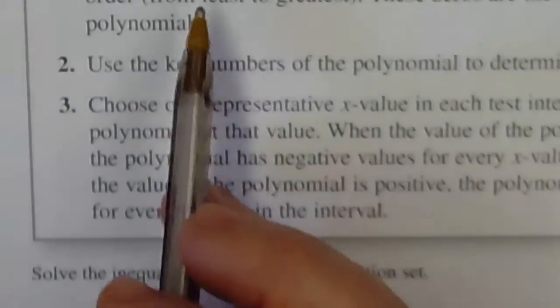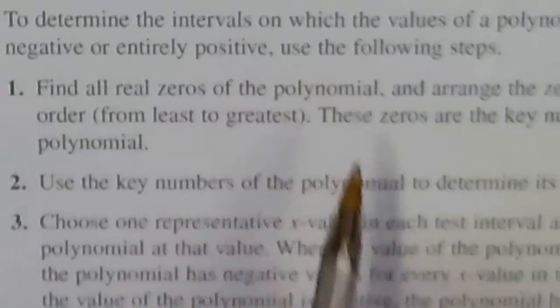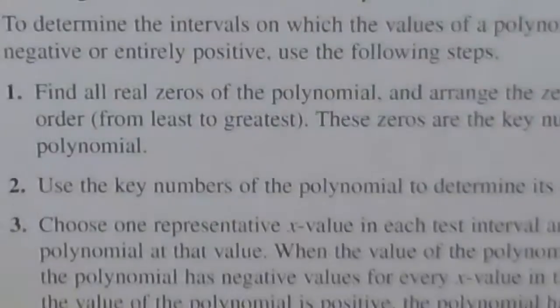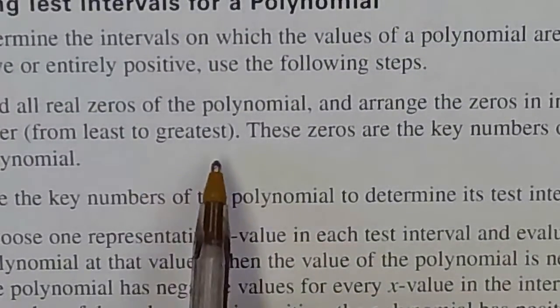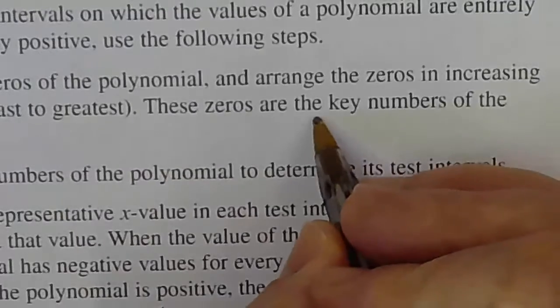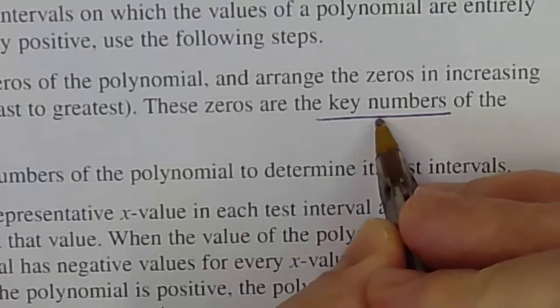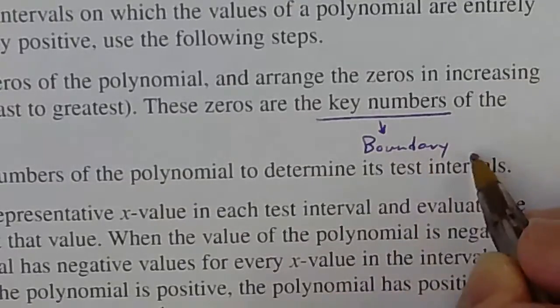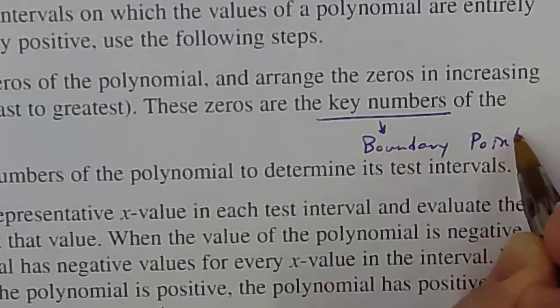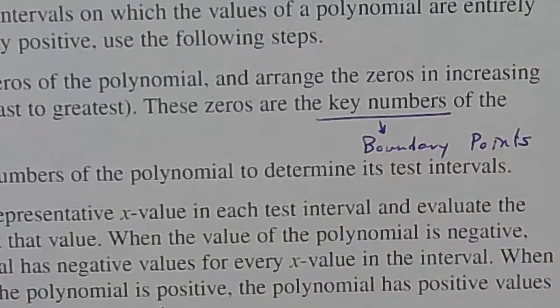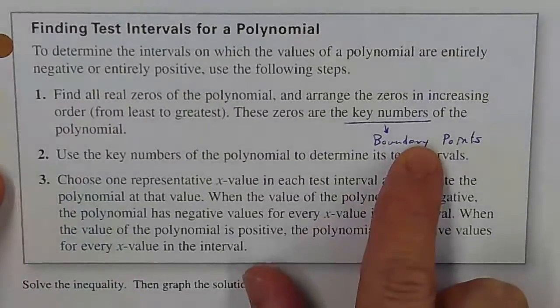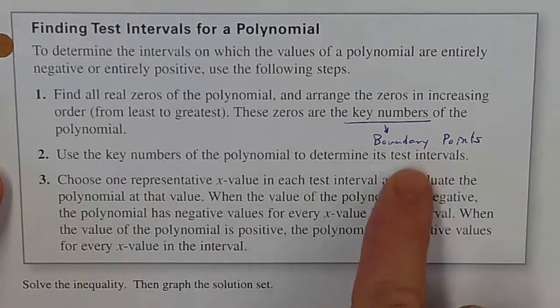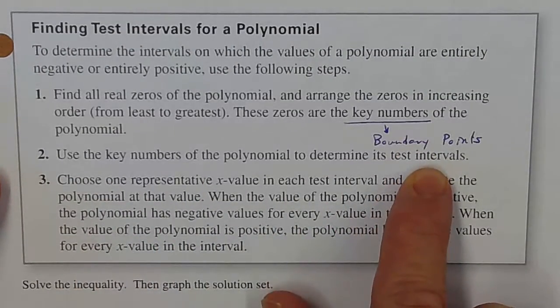So step 1, find the zeros of the polynomial, and then arrange the zeros in increasing order from least to greatest. These zeros are the key numbers. I'm going to call these boundary points as well. We like to call them boundary points because they're going to create boundaries on the number line and help us establish the intervals. And that's what's going to happen in step 2. We'll use these boundary points to establish test intervals. I'll show you how to set up a table to organize our thoughts on that.